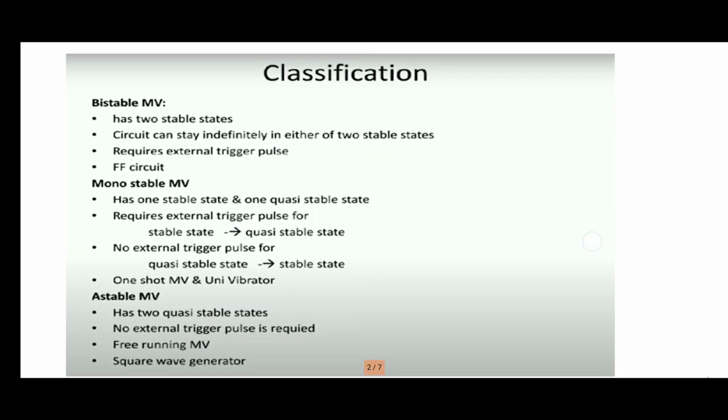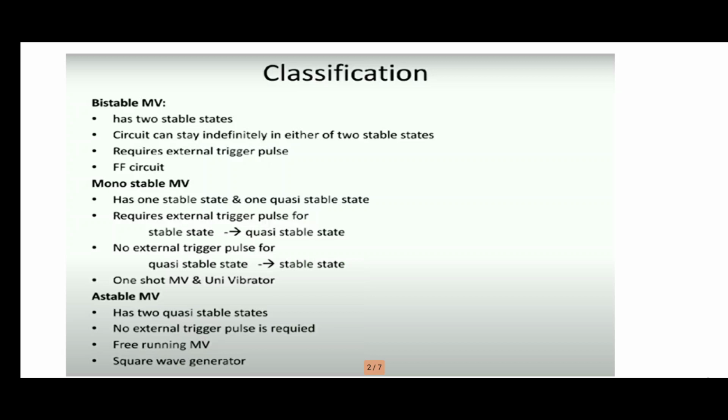And let me see the features of the monostable multivibrator. This kind of multivibrator has only one stable state, and the next state is called the quasi-stable state. It needs an external trigger pulse for changing from the stable state to the quasi-stable state, and no external trigger pulse is needed for the quasi-stable state to return to the stable state. It is also called one-shot and univibrator.